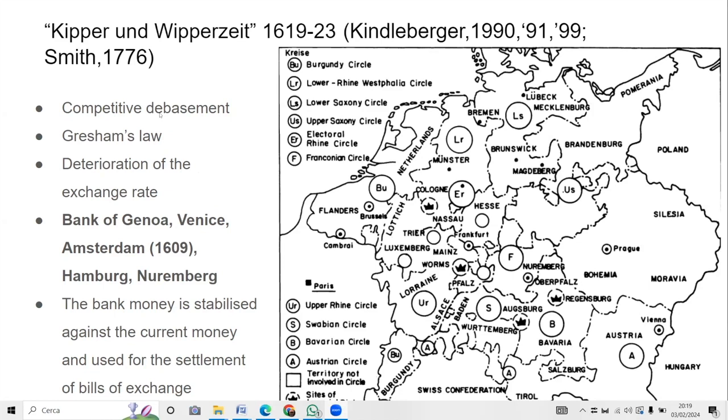And as Adam Smith highlighted in the Wealth of Nations, this was a problem for the exchange rate, especially in the Netherlands, but also in Northern Italy, that had the same problems of the Holy Roman Empire. The solution was the foundation of the first public banks in Genoa, Venice, Amsterdam in 1609, Hamburg, Nuremberg, with the aim to create a bank money that was stabilized against the current money and used for the settlement of bills of exchange. So it was a first kind of stabilization.